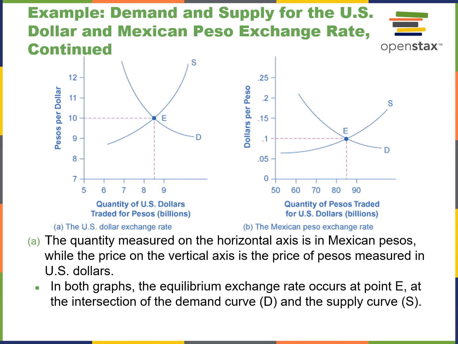Here you have, once again, a look at both exchanges, pesos per dollar or dollars per peso. They both have a supply and demand curve where they intersect, and so there's an equilibrium for each of these curves.